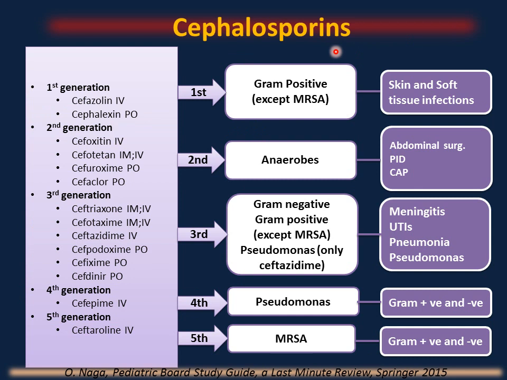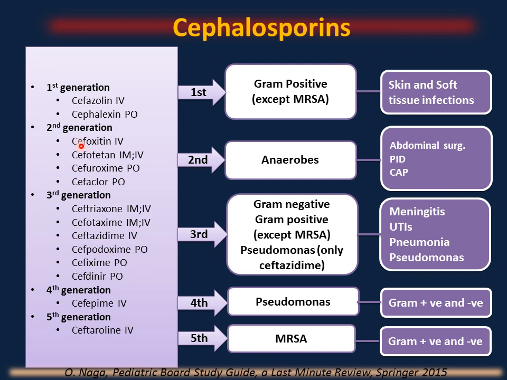Cephalosporins are bactericidal antibiotics. They inhibit bacterial cell wall synthesis and they kill the bacteria like other beta-lactams. There are 5 generations. The first generation: cefazolin IV and cephalexin PO. They are very strong against gram-positive bacteria, especially Staphylococcus aureus, MSSA, but they are not used against MRSA. So if you have a child with cellulitis, skin or soft tissue infections, and you suspect Staphylococcus aureus, MSSA, not MRSA, you can use cefazolin if the patient is hospitalized, or cephalexin if outpatient.